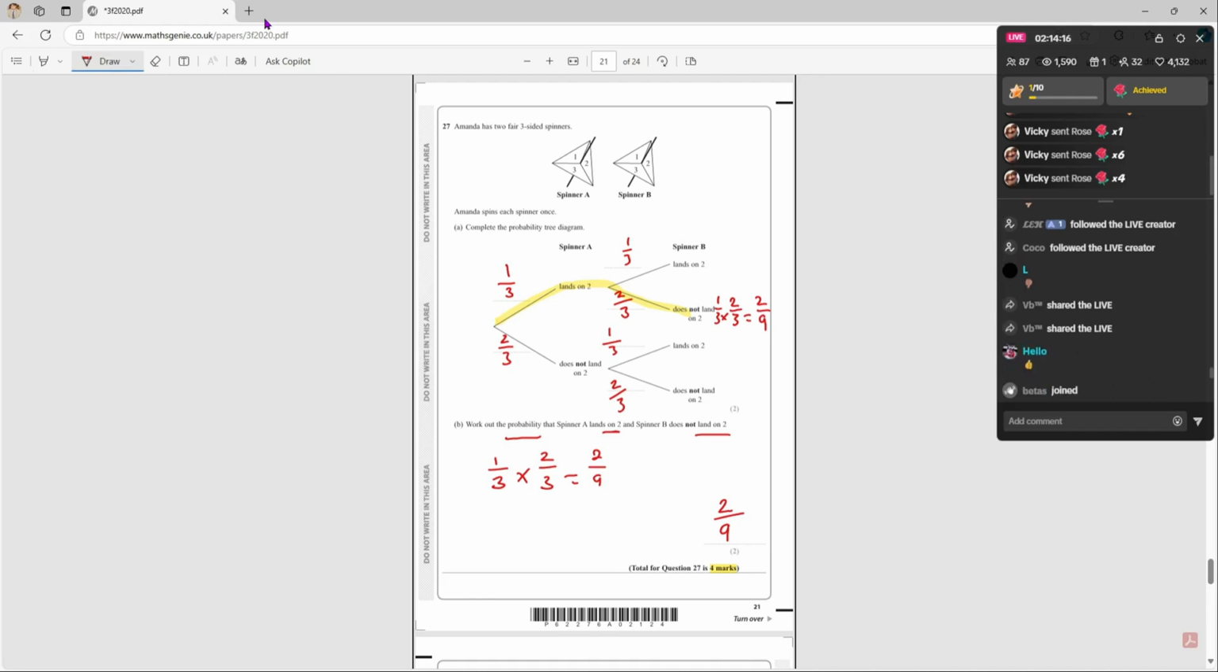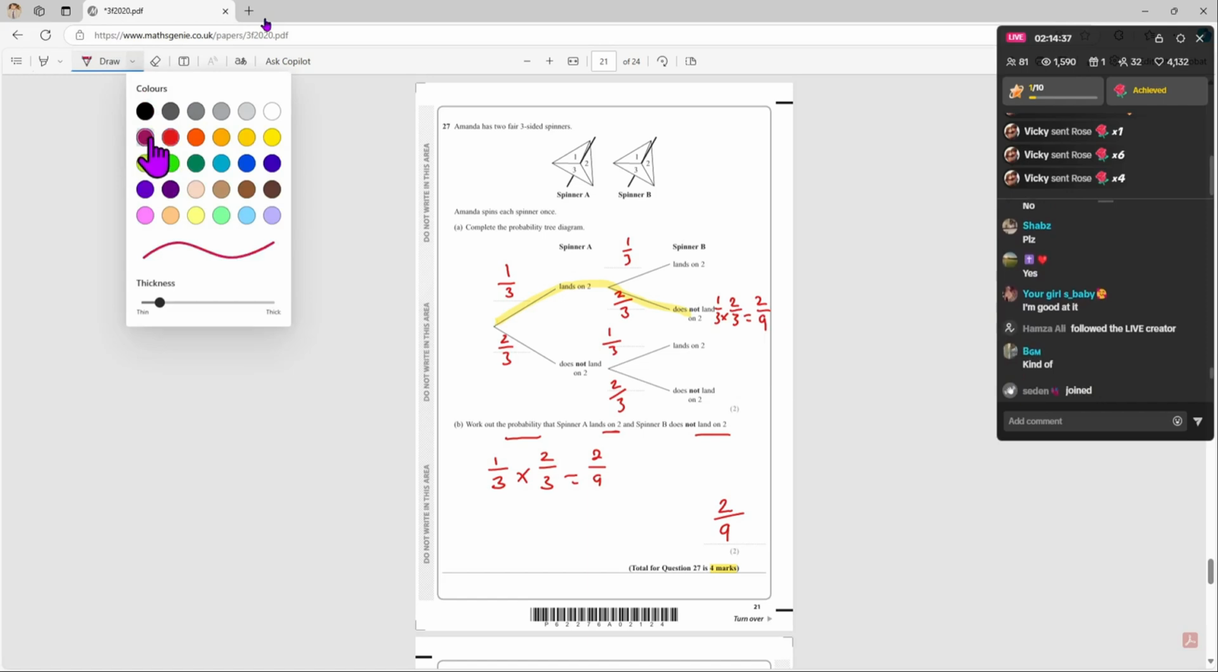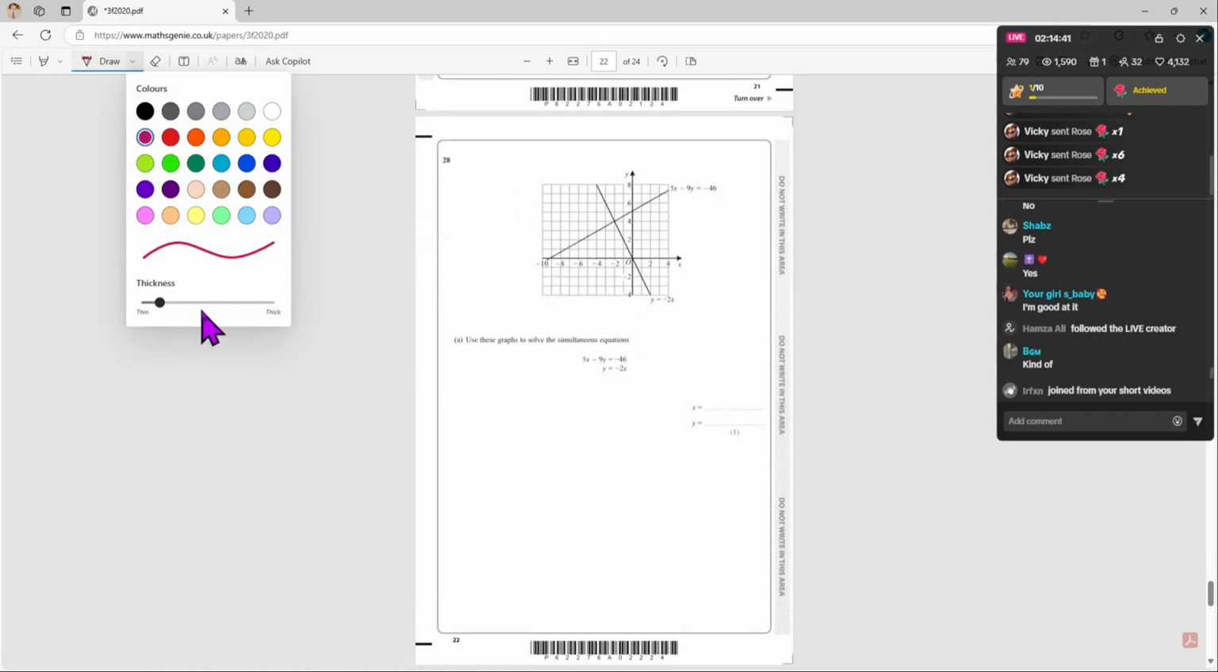In the chat, tell me if you like simultaneous equations, if you're good at simultaneous equations. That's a good thing, because our next question is graphical simultaneous equations.